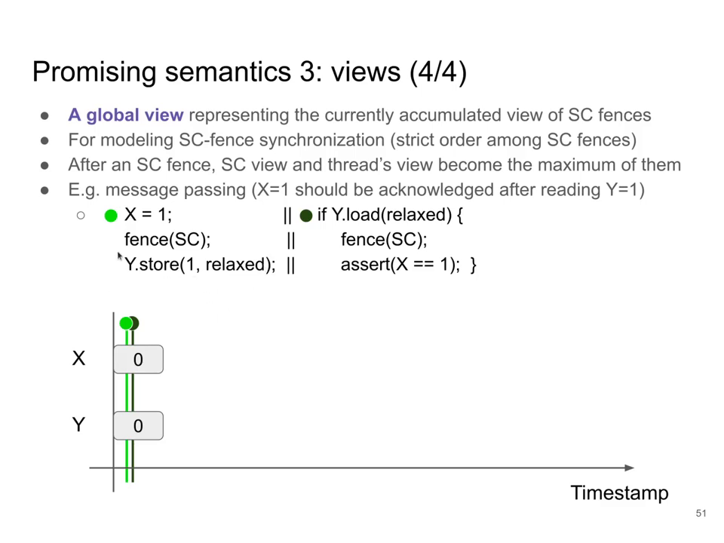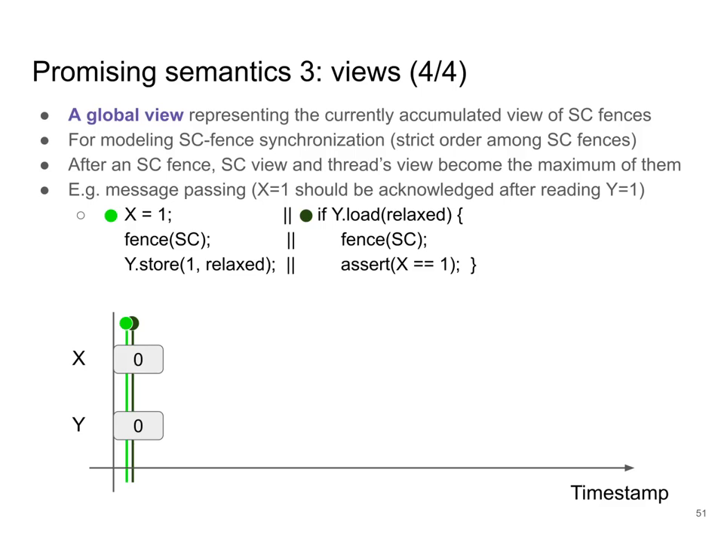Instead, there is an SC fence. An SC fence is a very strong fence that separates all the instructions before and after it. As a result, similar to the previous example, x equals 1 and y equals 1 should be separated, and this load is separated. And this assertion should not fail thanks to the strong ordering among the instructions.